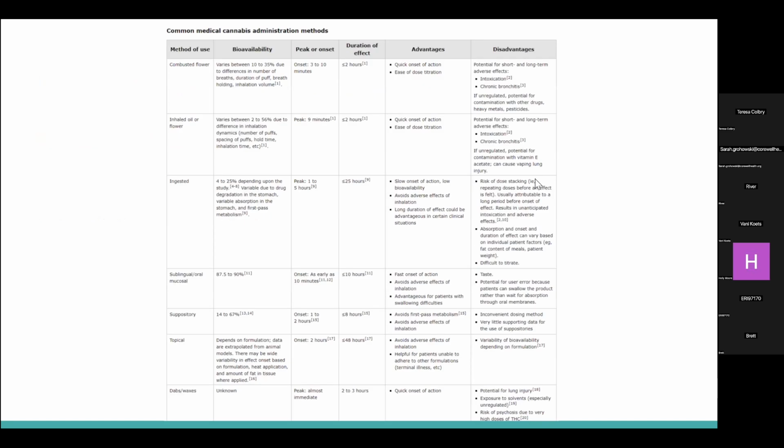So this table, sorry, it's a little small, but it compares all the different routes that you can consume cannabis products in, their bioavailability, their peak or onset of action, how long they're going to last, and pros and cons for each.